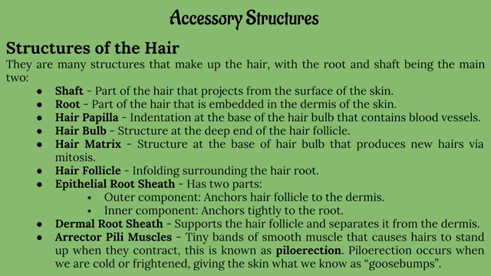The dermal root sheath surrounds the epidermal root sheath. It's there to give the hair follicle support and separate it from the dermis. Attached to the dermal root sheath are small muscular bands called arrector pili. When these muscles contract, the hair will stand up and the skin that attaches to the muscle will indent. This creates an appearance that we know as goosebumps.